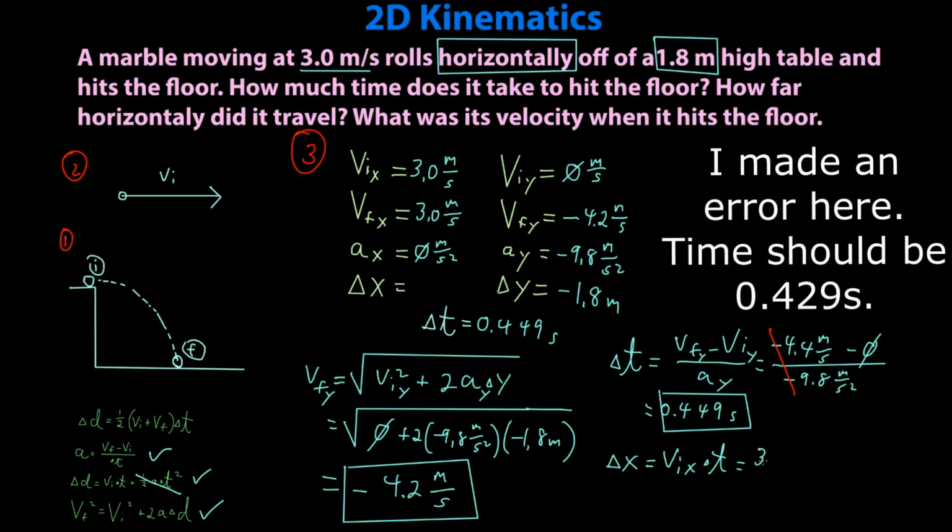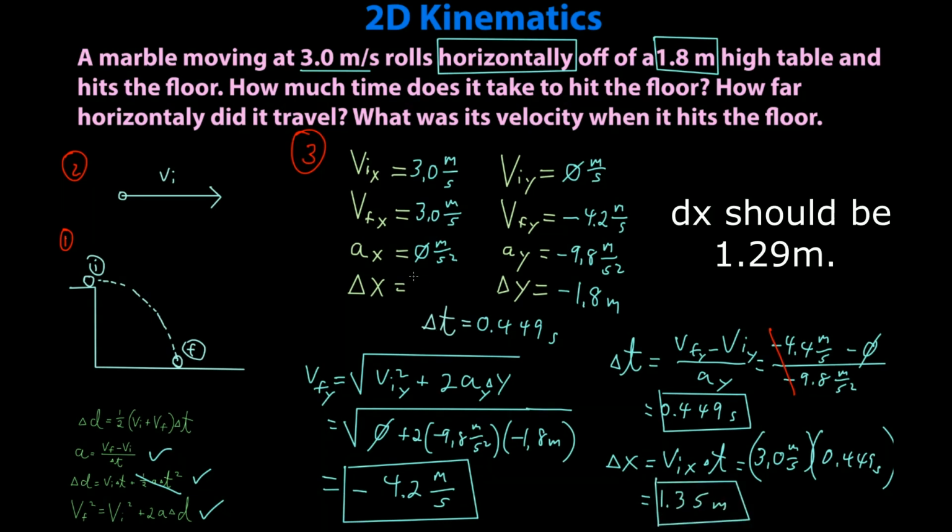So VIX is 3.0 meters per second times my time, which is 0.449 seconds, gives me 1.35 meters. So delta x is 1.35 meters.